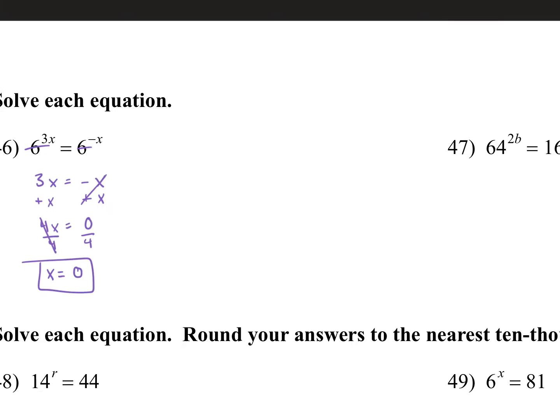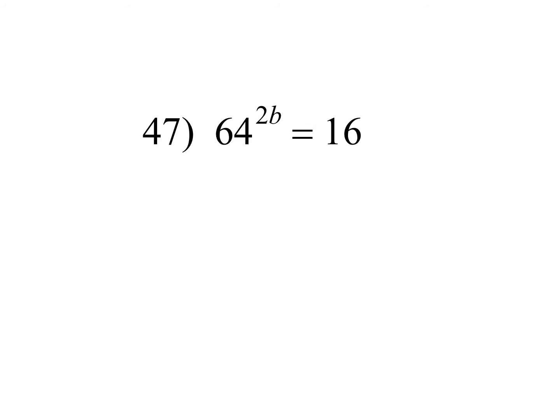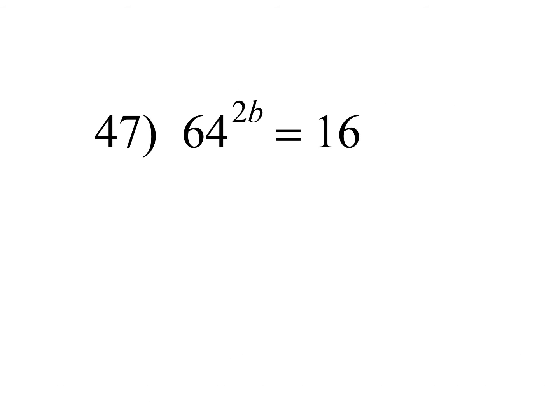We're also going to take a look at 47 because here our bases are not the same, so we just can't cancel them out right away. But I want to make these have the same base. So I know that 64 is 4 to the third power. So I'm just going to change 64 to be 4 to the third power. And then I still have that 2b there. And then 16 would be 4 to the second power.